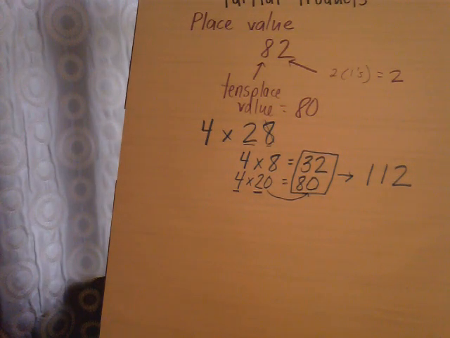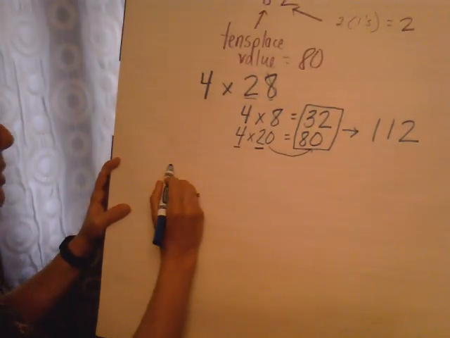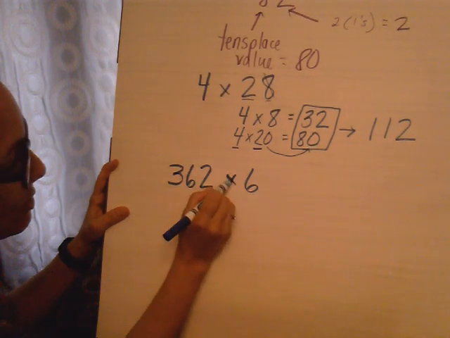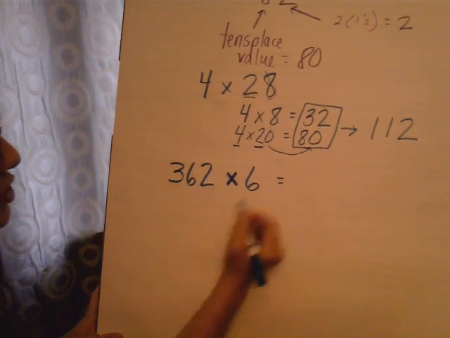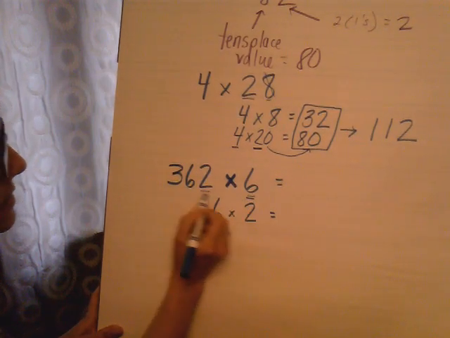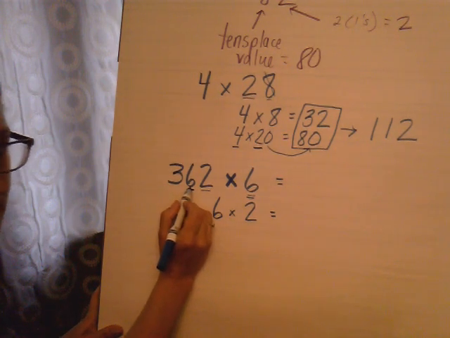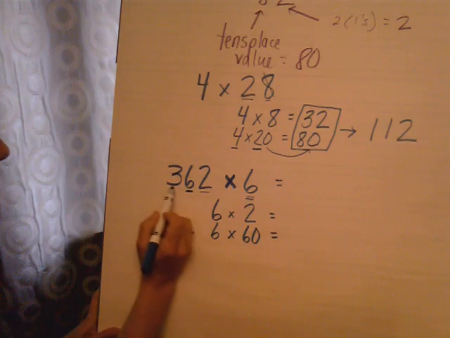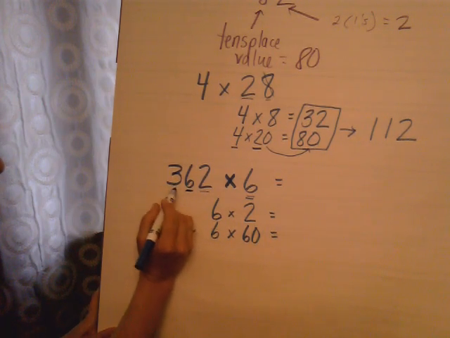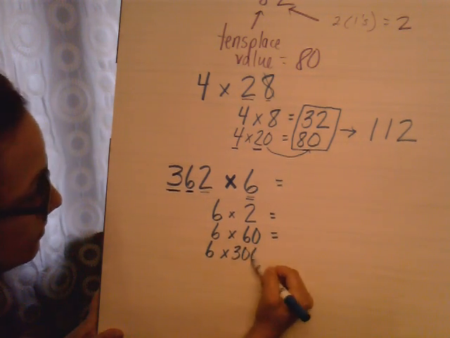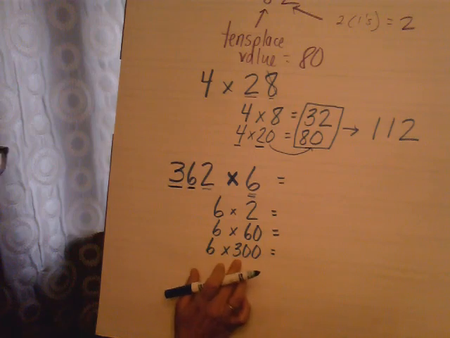Okay, so let's try one more. Let's do a bigger one. 362 times 6. Whoa, did you think you'd be multiplying like this already? Okay, this is what you're going to do. You're going to do 6 times 2. Nice and easy. Then you're going to do 6 times 60, because this is the tens place value. There's 6 tens. So I'm just going to write 6 times 60. Then the place value here is the hundreds. So there's 3 hundreds. So we're going to do 6 times 300.